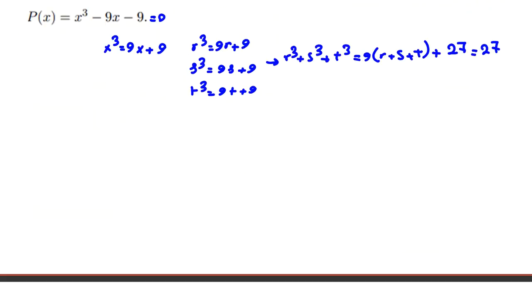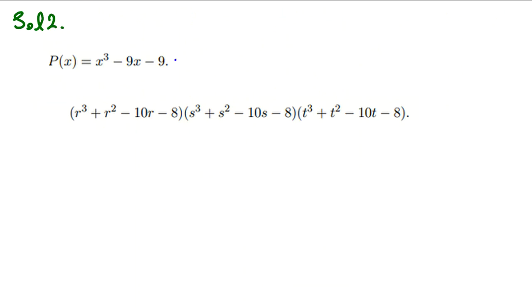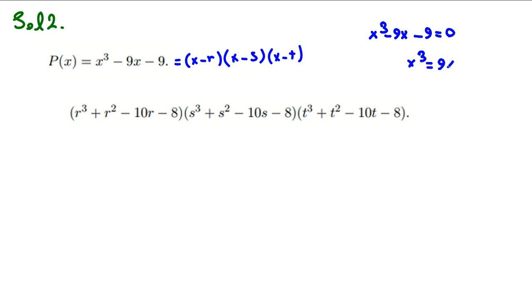Now we want to work on a second solution for this problem. Let me write solution number 2. For solution number 2, we write again, because r, s, t are roots, x minus r, x minus s times x minus t. Again we do the same thing, because when x cubed minus 9x minus 9 is 0, we can say x cubed is 9x plus 9 for roots. So r cubed is 9r plus 9.